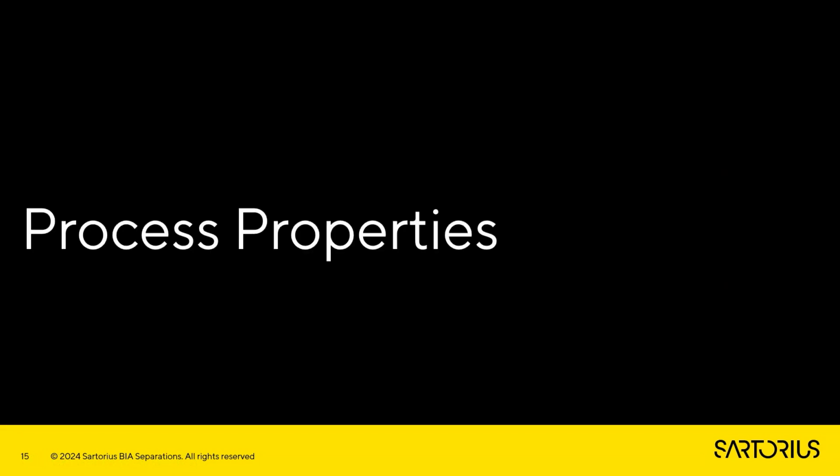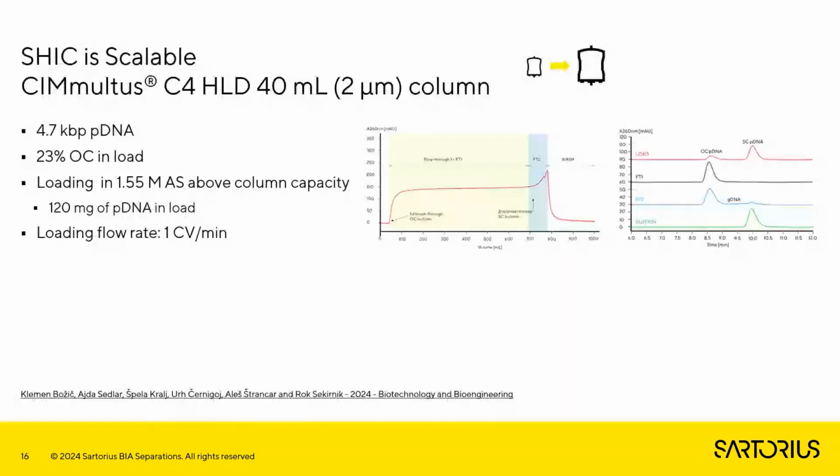What about process properties? We say that HIC is scalable, and we want to prove it. The first example is a test on a, let's say, lab scale column, 40 ml, with a 4.7 kilobase pair plasmid, with 23% open circular in the load.